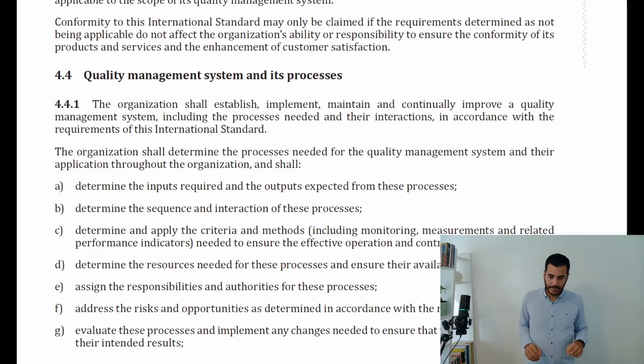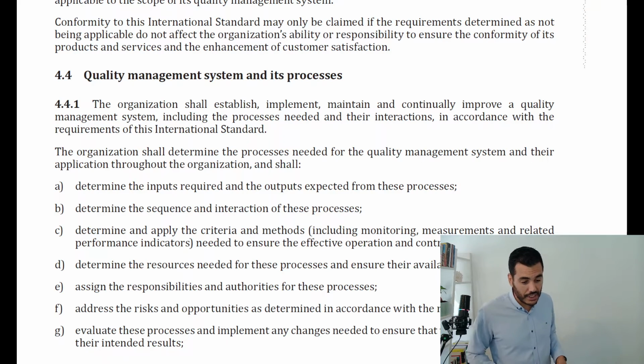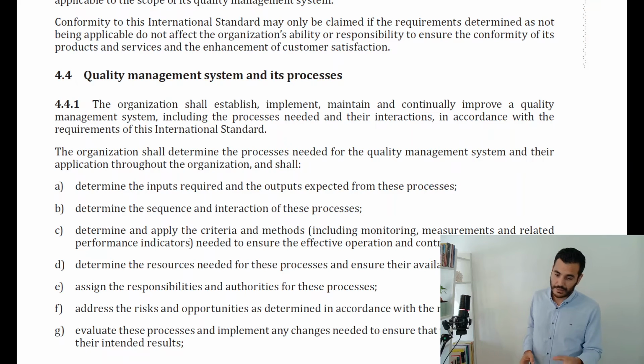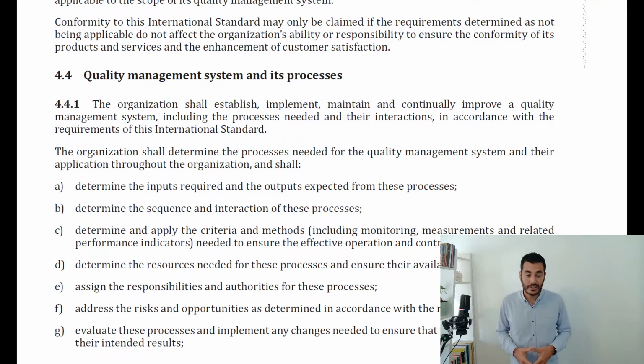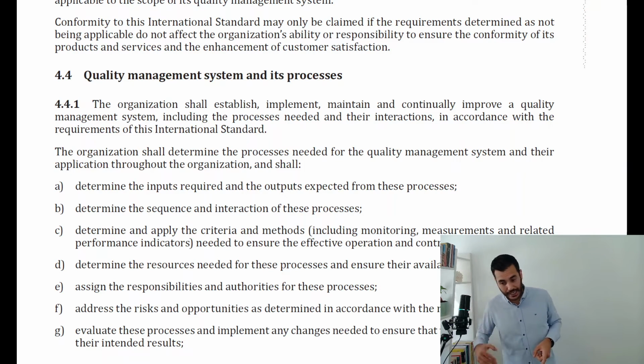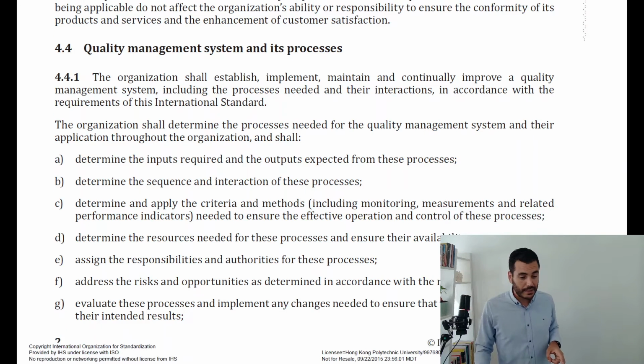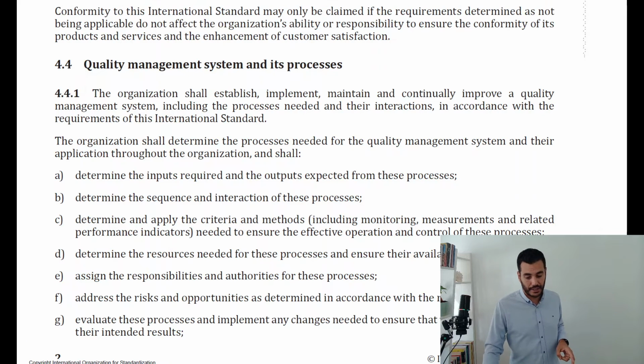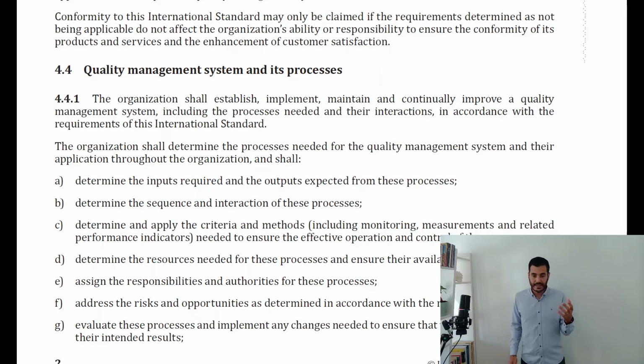Okay, so just to give you an overview of how the standard likes to repeat itself, and in this case it is repeating itself, here we are seeing that the organization shall determine the processes needed for the quality management system and their application throughout the organization, and shall determine the inputs required and the outputs expected from these processes. That is being handled in clause 8, as I mentioned in a subsequent video. Determine the sequence and interaction of these processes. Once again, that will be discussed in clause 8.